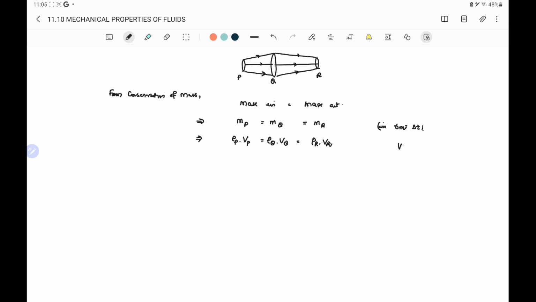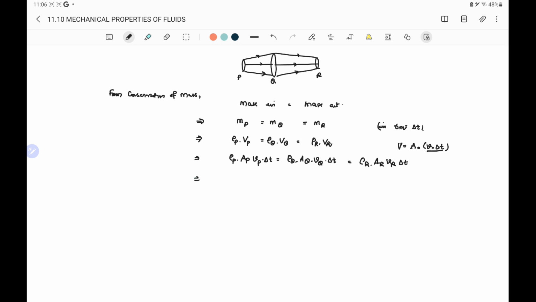This volume will be equal to the area of the cross section of the region multiplied by the velocity of the fluid, and distance covered by fluid in time delta T will be V delta T. So volume is given by A into this length, that is V into delta T. So replacing, we will have rho P into volume, AP, this is the area of cross section at the region P, into velocity of the fluid at the region P into delta T. This will be equal to rho Q into AQ into VQ into delta T, and it will be equal to rho R into AR into VR into delta T.